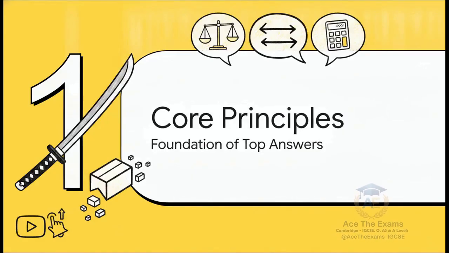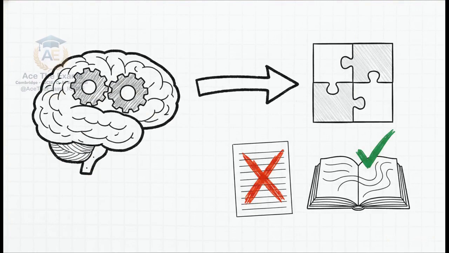Section 1. Core Principles. This is really the foundation of top-tier, high-scoring answers. So top students really distinguish themselves across 3 distinct cognitive domains that the assessment objectives target: knowledge and understanding, application, and analysis. It's not enough to just know the facts. You have to apply and analyze them.